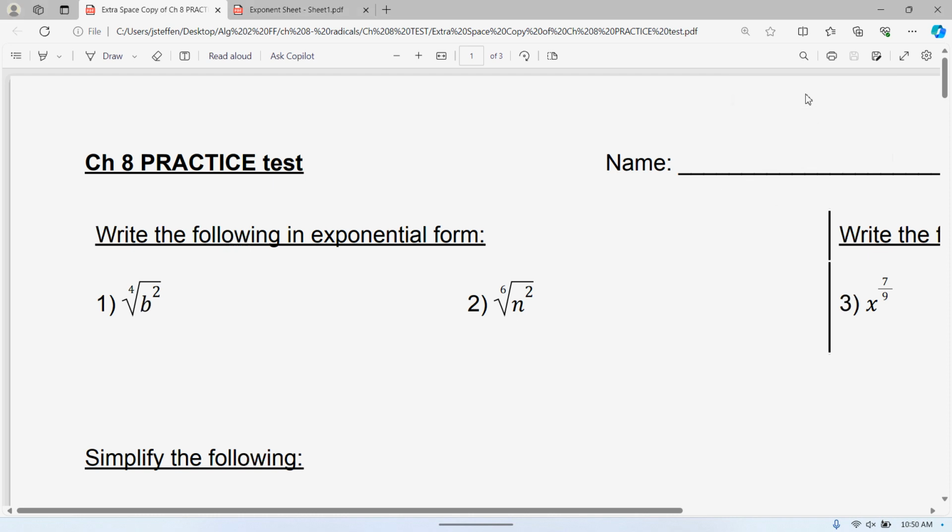So this is the solutions on how to do the Chapter 8 practice test.